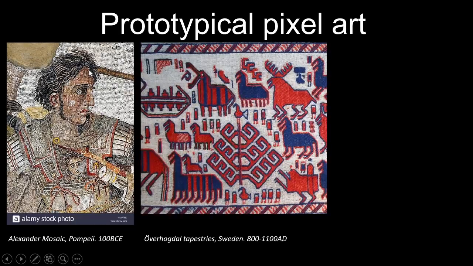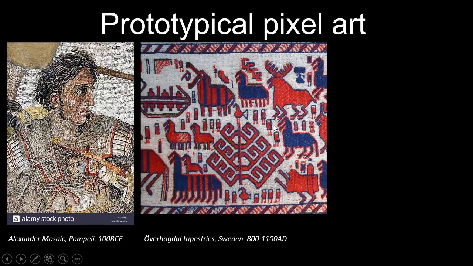Another example of prototypical pixel art is the Överhogdal tapestries from Sweden between 800 and 1100 AD. The tapestry is pretty angular and geometric, these shapes of the animals and the patterns. And that's because this is woven into fabric, and fabric is grid-based, which gives this impression that it's based on squares. It feels like it's based on a unit of squares.